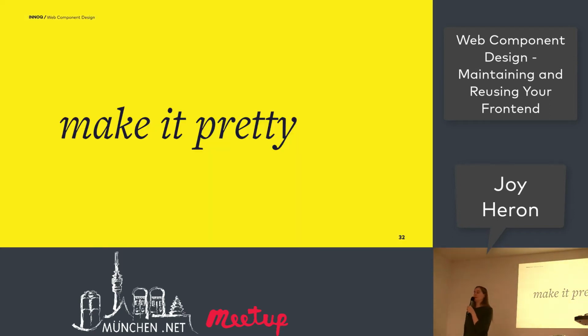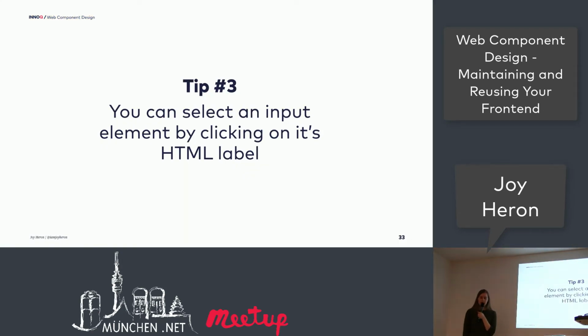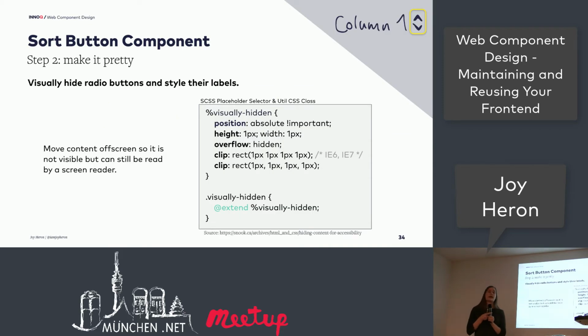I mean, we don't want that in our web application. So we do want to make it pretty at this point. And one tip I have is that you can select an input element by clicking on its HTML label. So this means that we can actually style the labels to look like arrows, and then we can move the radio buttons off screen. So this is some CSS, SCSS here at this point.